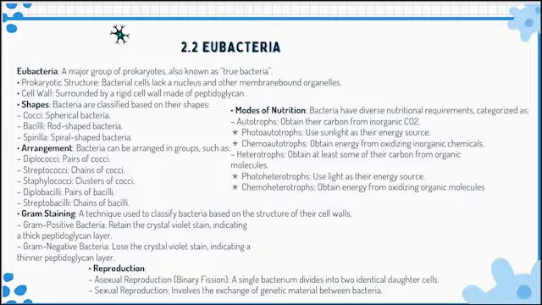So, bacteria are also diverse in how they get their nutrients. Some are autotrophs, making their own food using sunlight or chemicals, whereas others are heterotrophs, relying on organic matter. And when it comes to reproduction, bacteria mostly use binary fission, splitting into two identical cells, but they can also exchange genetic material in a process similar to sexual reproduction.